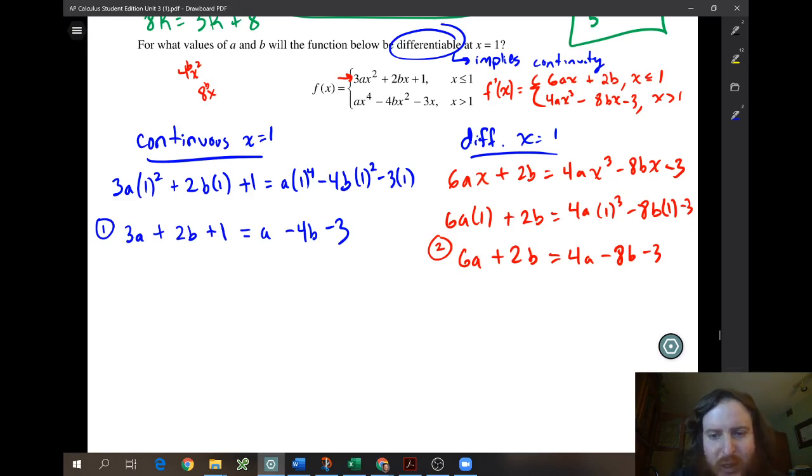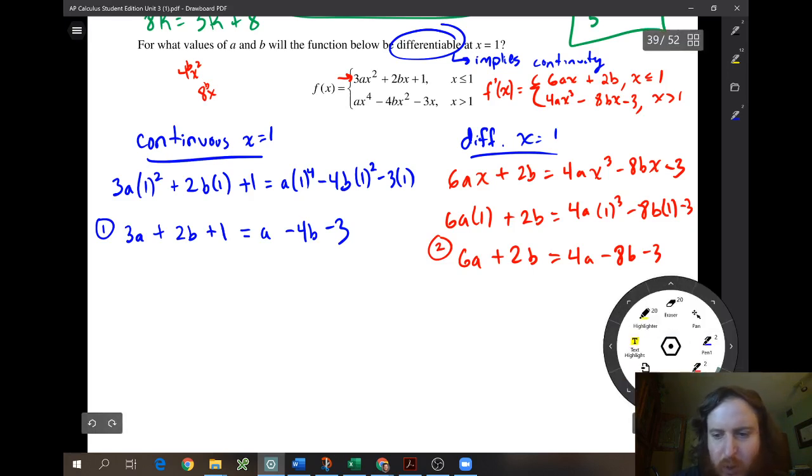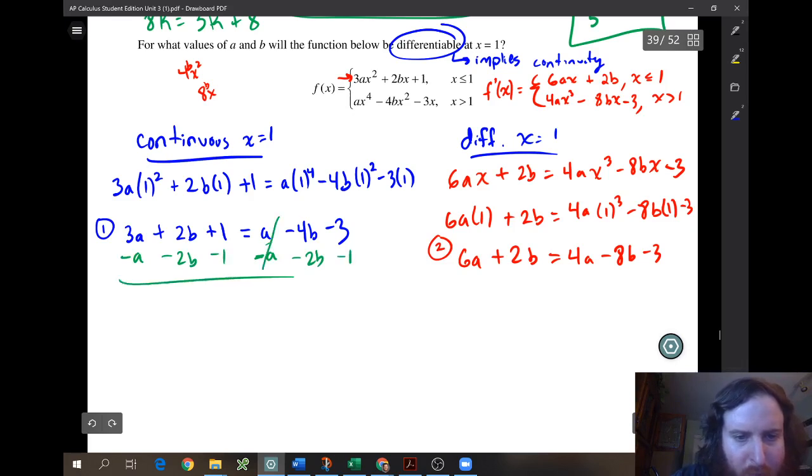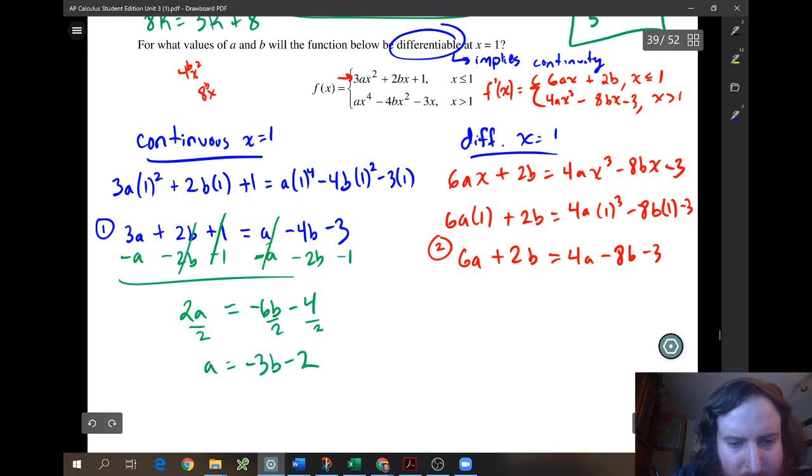So it really just depends on you. You can start with equation 1 or equation 2, doesn't matter. Just whichever one you look at and like, I want to solve for that. So I'm going to use the first equation, and I'm going to solve for a, because I see a 3a and an a that looks like I can kind of easily subtract. So I'm going to move my a's all to the left side. I'm going to move everything else to the right side. So this is going to give us 2a equals negative 6b minus 4. And then I'm going to divide everything by 2. And that gives me a equals negative 3b minus 2.